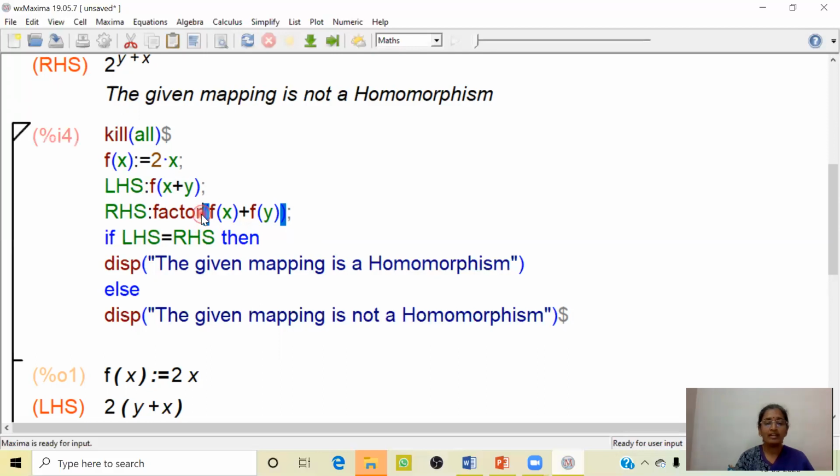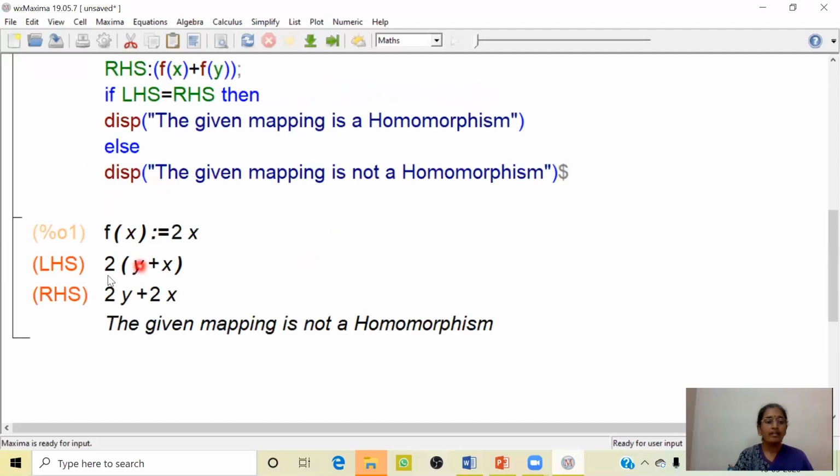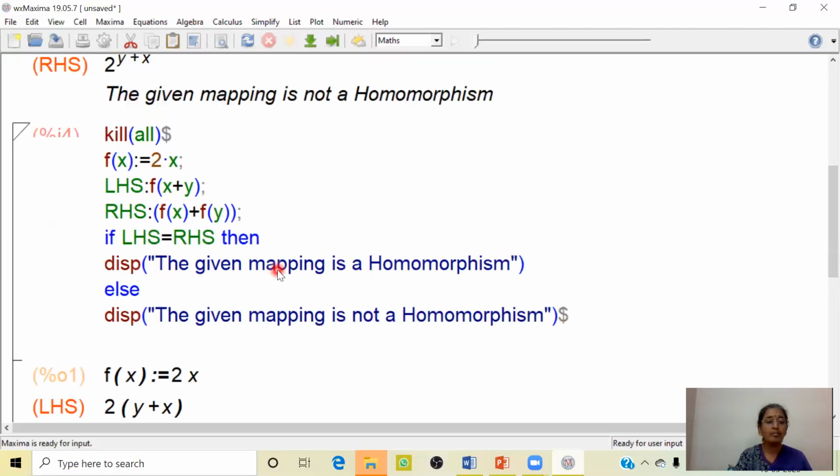Suppose if you remove this factor here, so let us see what will be the output. See, now the output looks like this. That is, left hand side is 2 into (x + y) and right hand side is 2y + 2x. To see, these two are one and the same. For Maxima, these two are different because it is 2 into (x + y), whereas here 2y + 2x. So it says that the output will be, it is not a homomorphism. For this reason, we need to give some simplification commands, that is built-in commands. So here we are using factor.